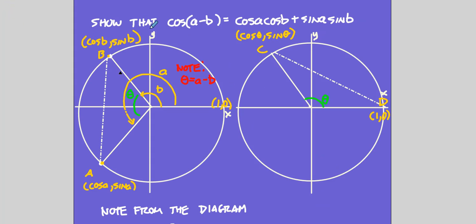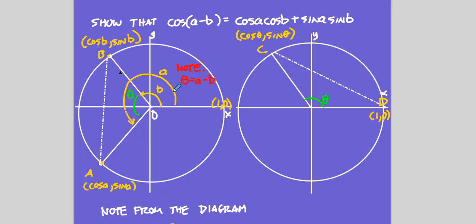Alright, so I'm going to show that cosine of a minus b equals cosine a times cosine b plus sine a times sine b. So I've constructed 2 unit circles here. Let's look at the first one. So again, it's radius 1, that's the point 1, 0. I've constructed a line segment here, let's call the center of the circle O. Okay, this is OB, OA. And then I've constructed a segment AB.